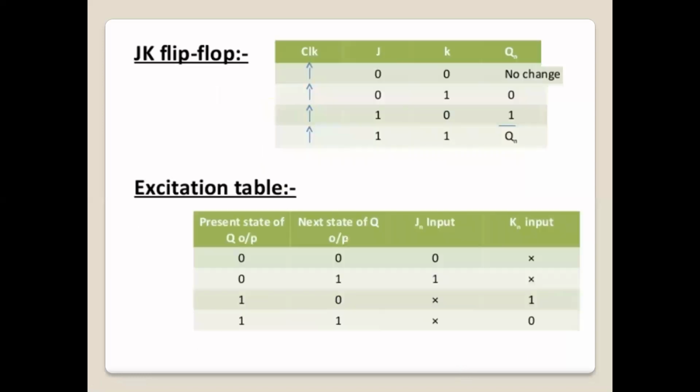Like that, for JK flip-flop also, we can see the excitation table. So here, this is the truth table for JK flip-flop. For 0, 0 inputs, no change.